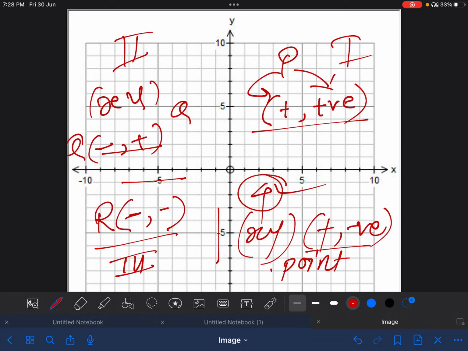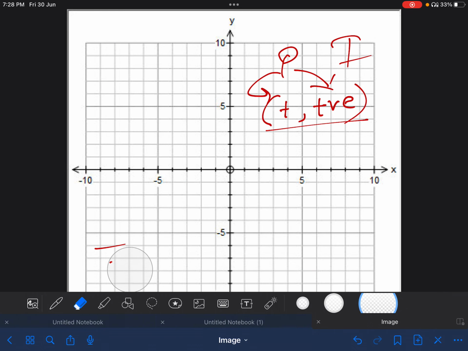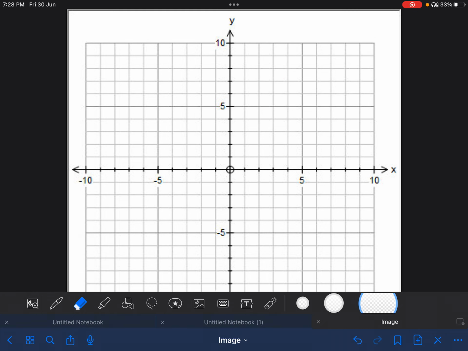Next, we're talking about how to plot a graph of a given number. Let's assume the point P is 2 and 5.